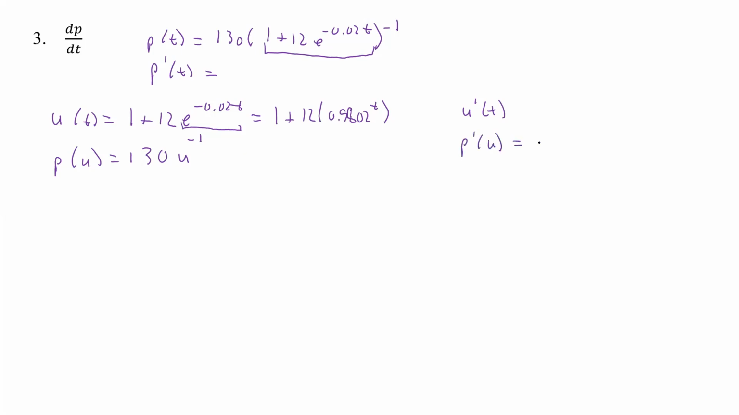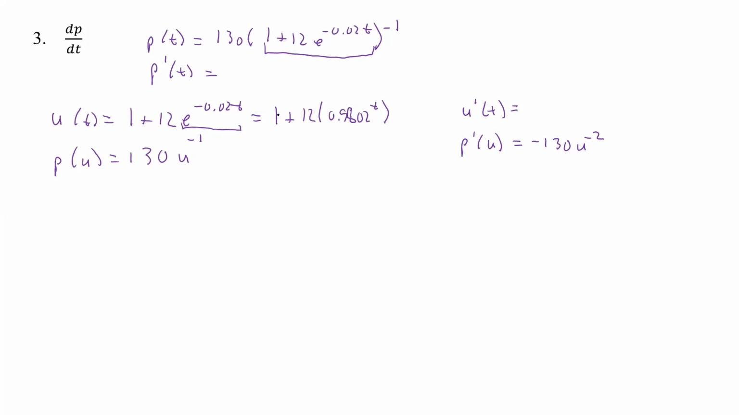Well, p prime's easy. That's going to be negative 130 u to the negative 2, because I bring that down times this and then subtract 1. When you take a negative 1 times 130, you get negative 130, and a negative 1 minus 1 is minus 2. So that was pretty easy.